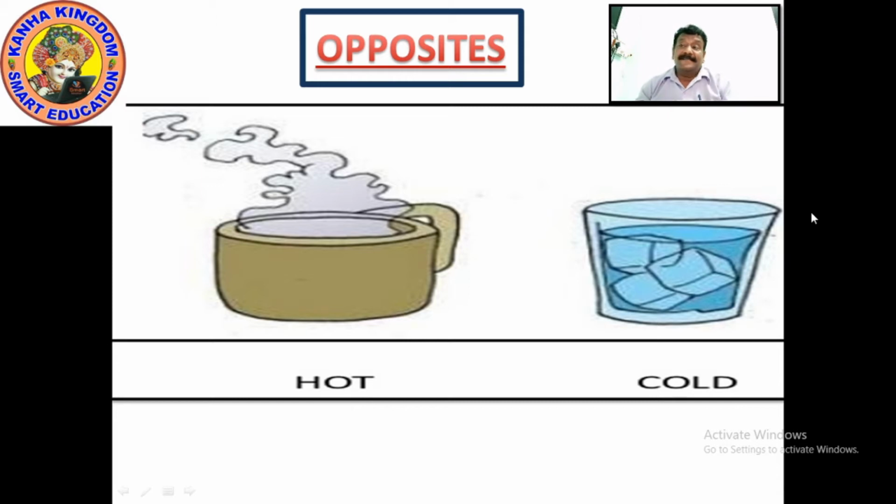Cold, you can see that's a glass where there is little water and 3 cubes of ice in it, which makes the water cold. So opposite of hot is what? Opposite of hot is cold. And opposite of cold is what? Opposite of cold is hot. Please write it down.